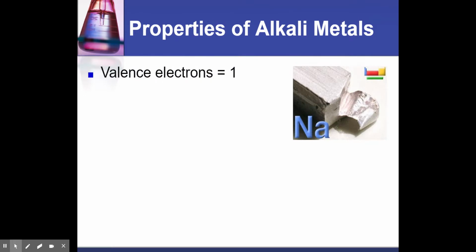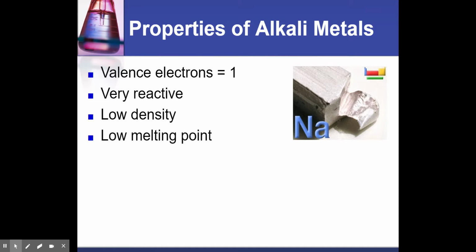And alkali metals are things that have this one valence electron. They are very, very reactive. They have very low densities, so even though they're metals, they're very soft. Like the sodium that you see there in this picture, you can usually cut it with not even a sharp knife, just like a butter knife. They have very low melting points, meaning they are, again, very soft.